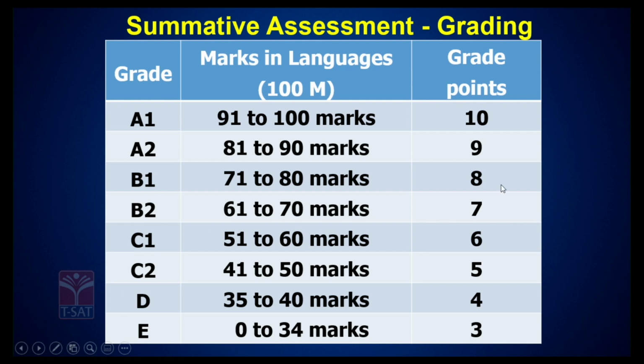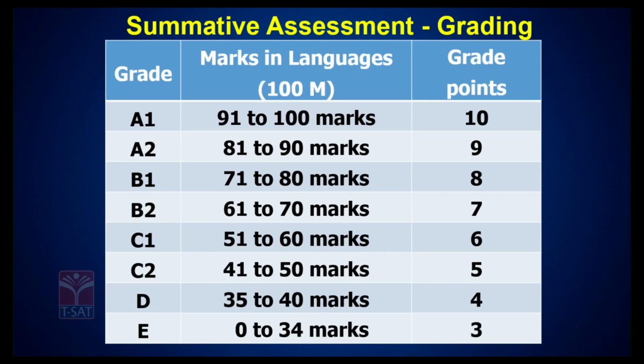And how are the grade points given? A1 is reflected as 10 points, whereas A2 is 9 points, B1 8, B2 7, C1 6, C2 5, D 4, and E is 3. So, if a child scores either E grade or GPA 3, it means he is not successful. And one important thing in CCE is it enhances healthy competition.